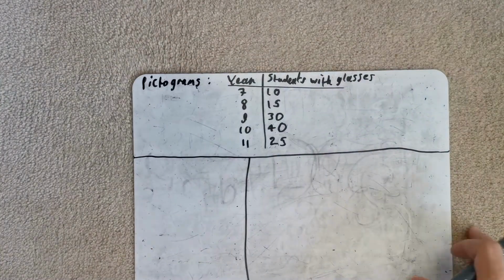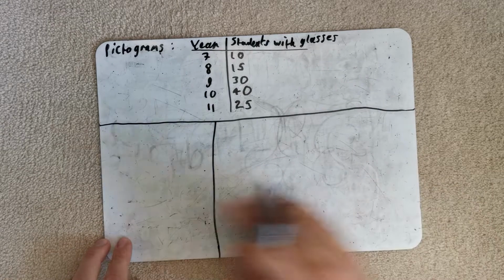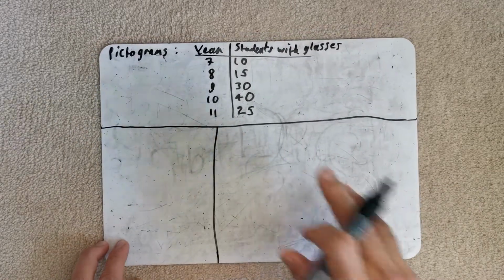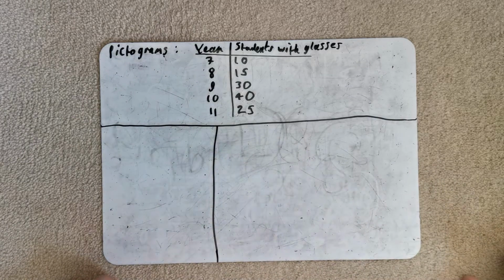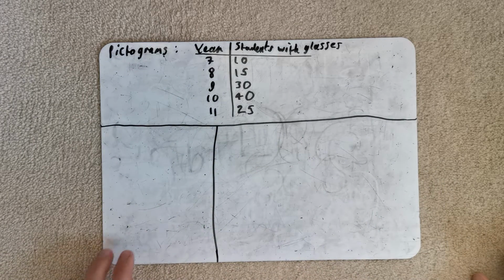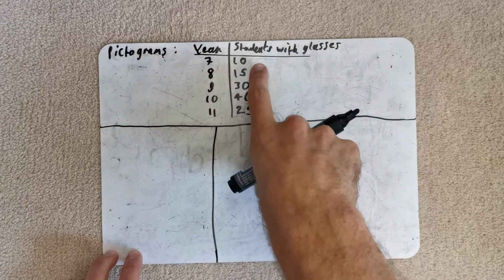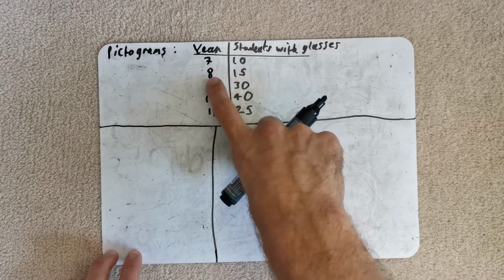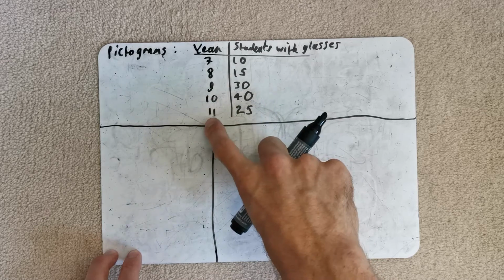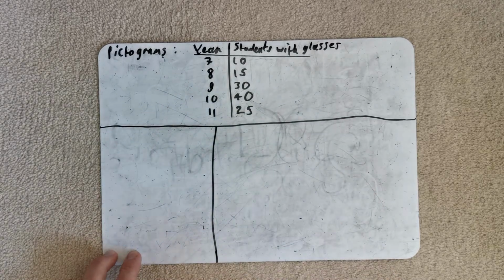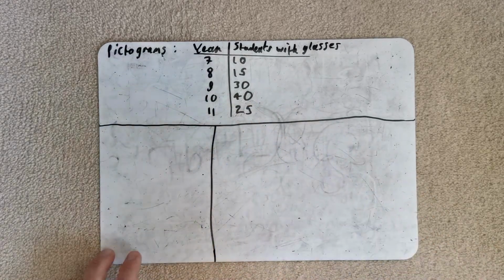Right, pictograms. So I've kind of divided this into 2 bits. You'll see why in a minute. Okay, pictogram just means it's another way of showing information, but with pictures essentially. So we've got in year 7, 10 students with glasses. In year 8, 15 students. In year 9, 30 students. And year 10, 40 students. Year 11, 25 students with glasses. Okay, right. Couple of different ways we could represent this data.